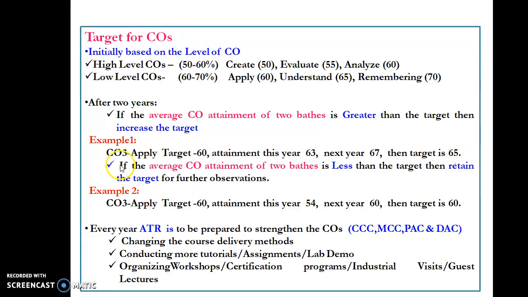The second condition is if the average of the 2 batches is less than the target, then automatically, depending upon the target, I will retain the same target. So we will continue. Thank you.